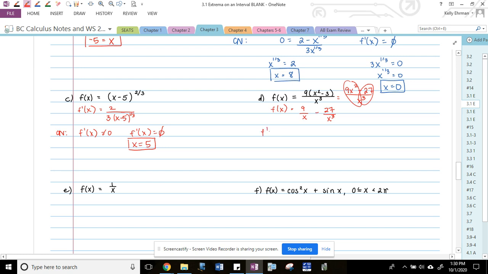So now I can do the derivative with the power rule. So this is going to be negative 9 over x squared plus, let's see, so this was x to the negative 3. 27 times 3 is 81, and it's plus because this was negative 27 times negative 3 over x to the fourth. And, oh, maybe I want to get a common denominator. So that would be negative 9x squared plus 81 all over x to the fourth.